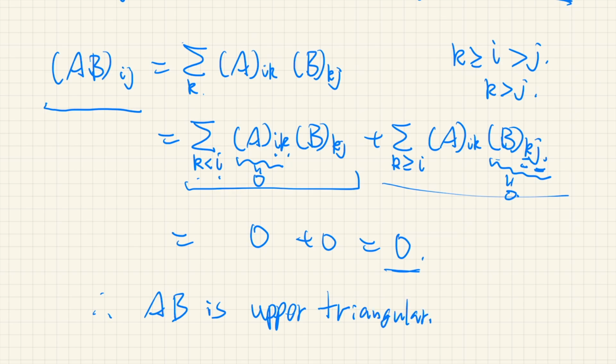Okay, that's it. By a similar argument, we can say that the product of two lower triangular matrices is also lower triangular. And also, since a diagonal matrix is both upper triangular and lower triangular at the same time, the product of two diagonal matrices is also diagonal.